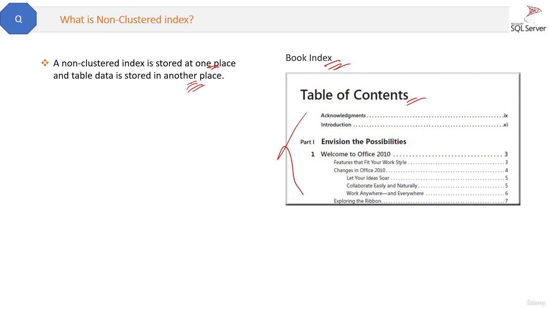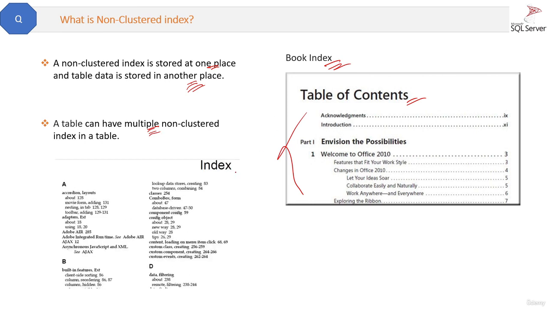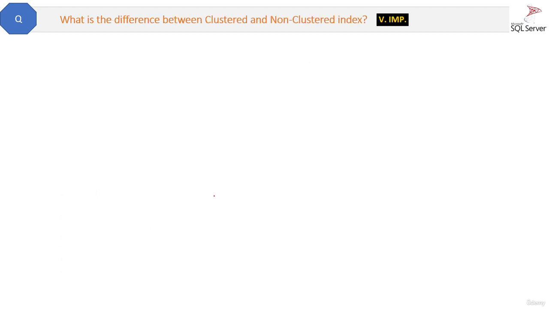Another important point is, a table can have multiple non-clustered indexes. Like in a book, you can have multiple types of indexes, right? Some books can have alphabet-wise indexes like this, which are mostly at the end of the book, right? At the end of the book you can find multiple indexes, right? Here also page numbers are mapped. This is the brief idea about the non-clustered index.